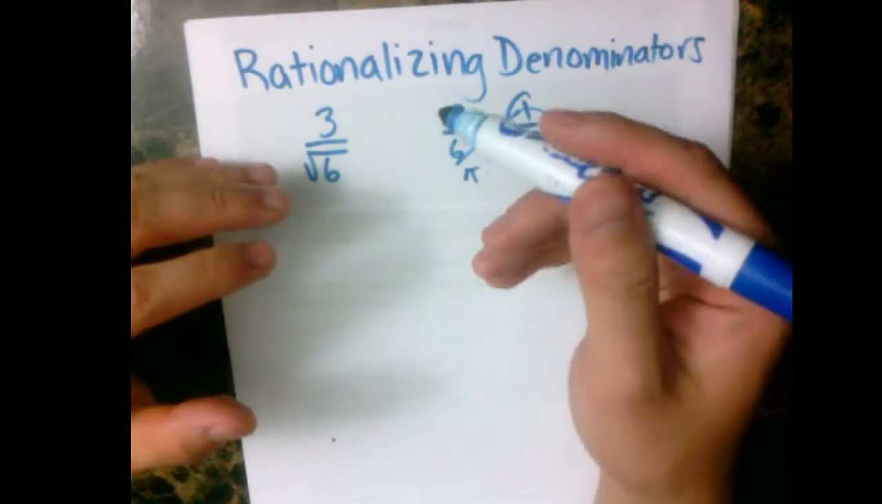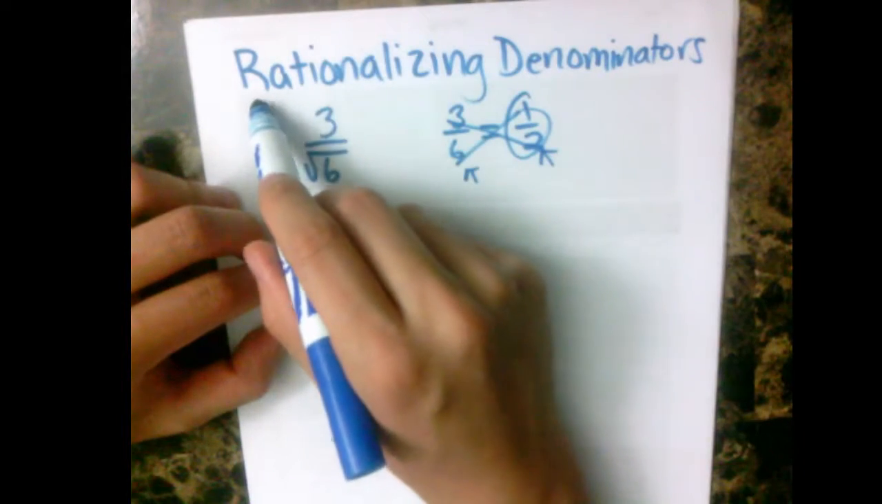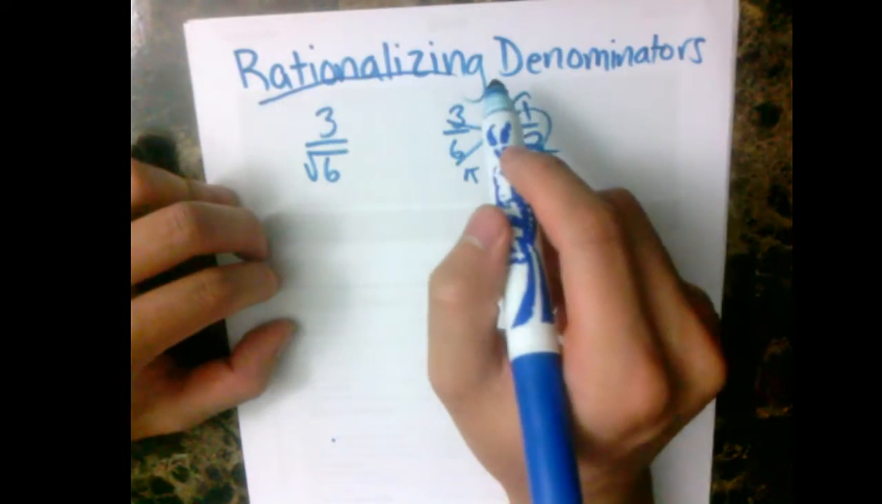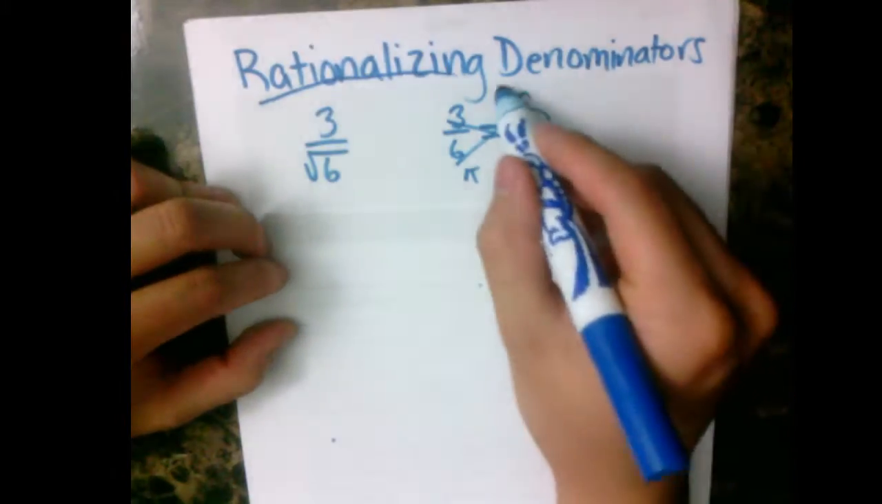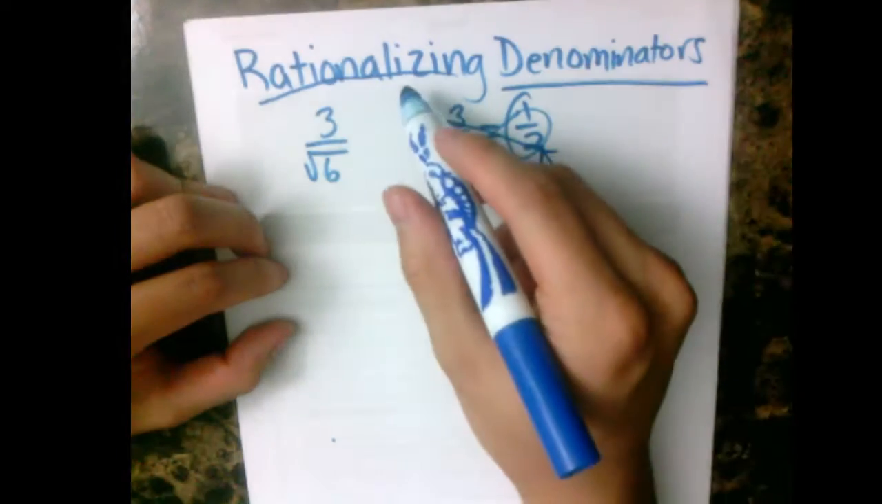So to avoid having to round, you do something called rationalizing denominators. Don't, oh my gosh, that was the worst. Okay, redemption. I don't know what that is.